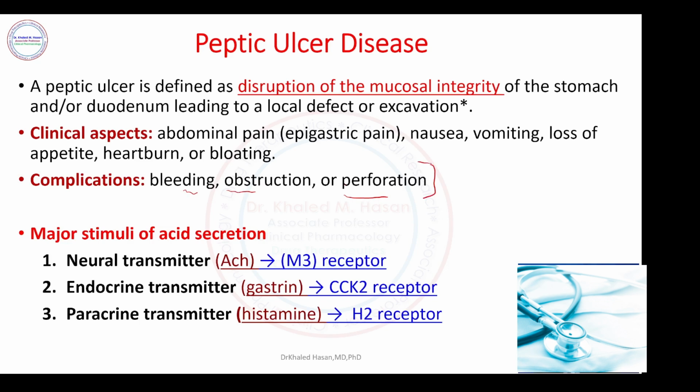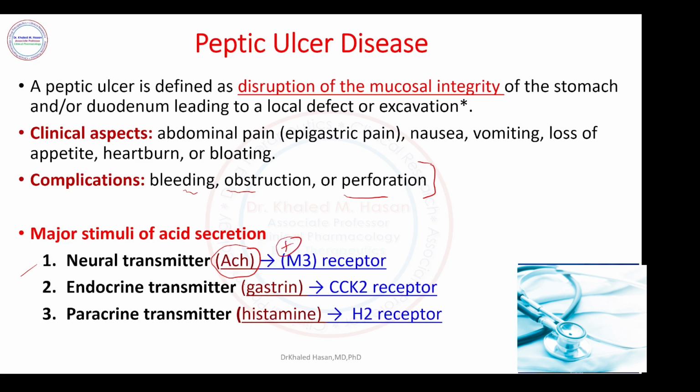Before we start speaking about the pharmacology of peptic ulcer disease treatment, we need to understand the physiology and pathophysiology of the GI system, especially the stomach and the intestine. As we all know, we have three main pathways that affect the GI system. The first pathway we call the neural transmitter. We have neurons there, and the first neuron, the parasympathetic neuron, releases acetylcholine, and this acetylcholine stimulates the muscarinic M3 receptor.